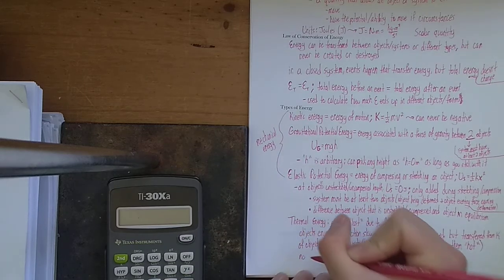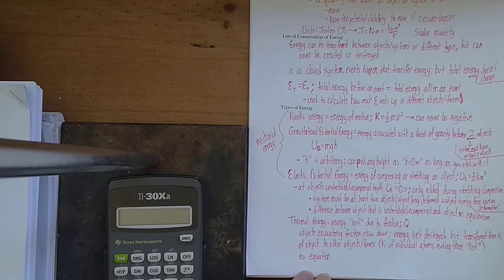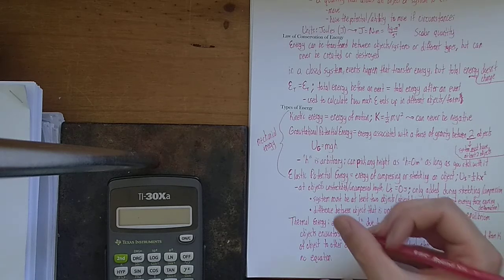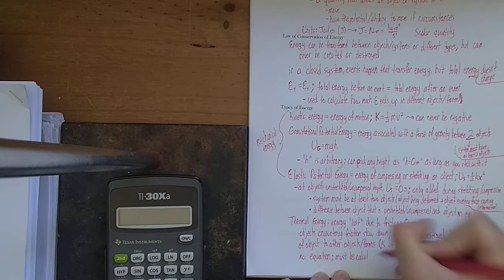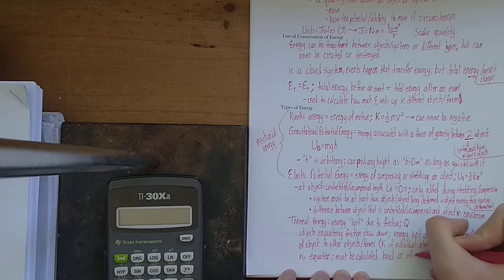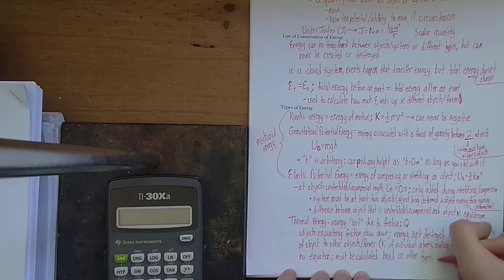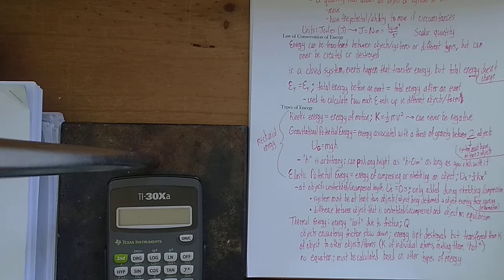One of the unfortunate things about thermal energy, and we're going to end it right after this, is that there's no equation for it. There's a symbol, Q, but there's no one set way to determine what the internal energy of an object or system is. There's no equation, and it must be calculated based on other types of energy. In that sense, it's a lot like, let's say, tension or a normal force, in that there's not an equation for it, but you can still determine the magnitude based on drawing a free body diagram and figuring out all the magnitudes of the other forces.